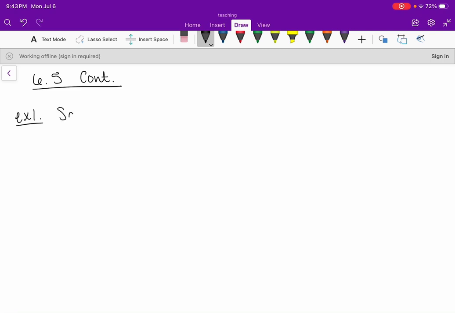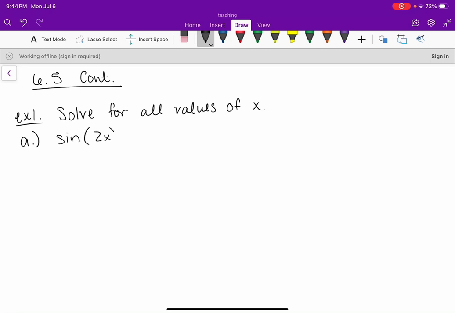So I'll still just say solve for all values of x. So remember from the last video, if it says for all values, then you're going to have to do like the plus something k thing. If it just gives you some kind of interval, then you'll only give answers within that interval. So that's something that we have to watch out for in the directions. So for our first one, I want to do sine 2x equals square root 2 over 2.